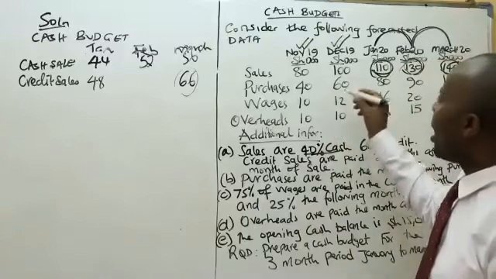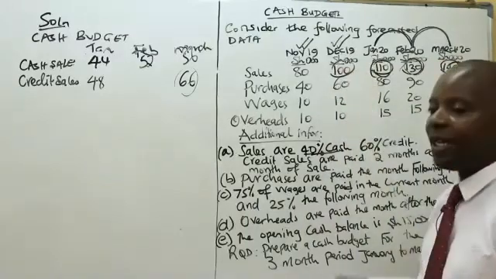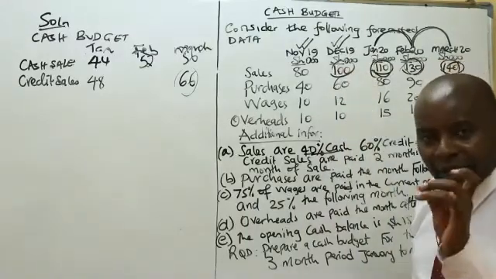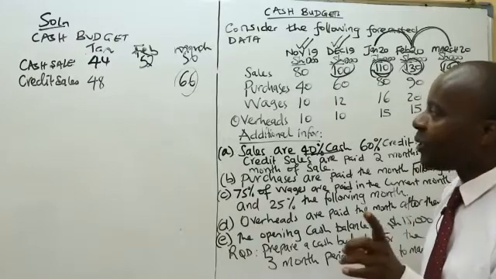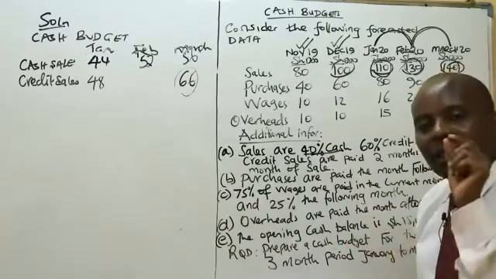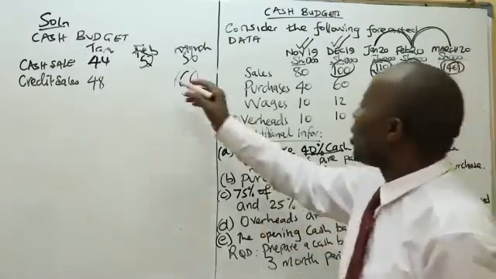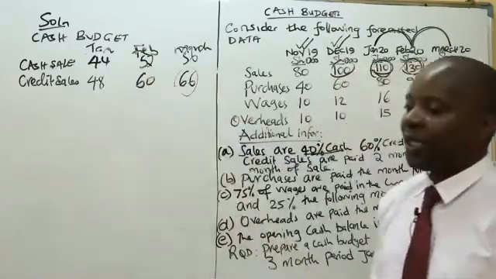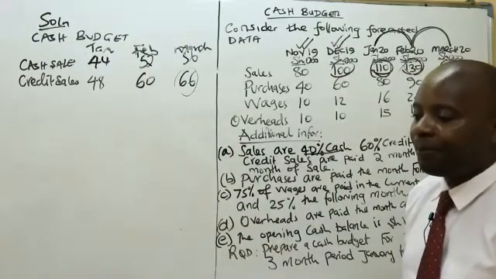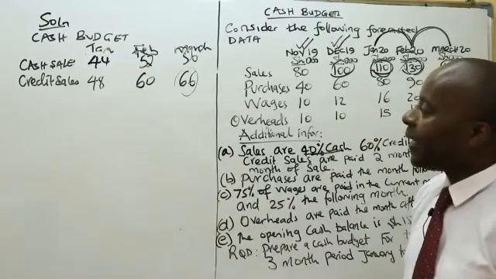And then, of course, we have 60% of 100, which is 60. These will be received in which month? February, in light of this 2 months credit. So we have, ladies and gentlemen, 60 there. So, ladies and gentlemen, that is it.